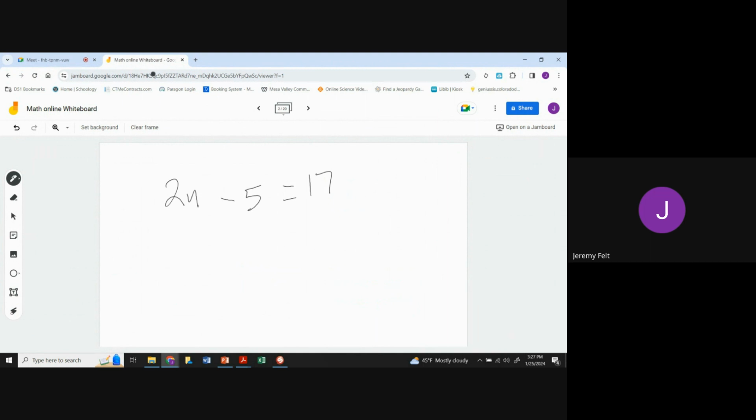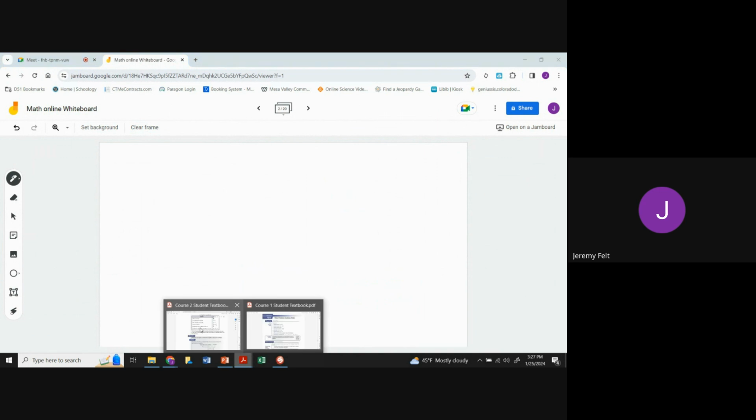And then what is the number? So we're just solving for our variable. We've been doing this all year. Inverse operations, minus 5, so I add 5. And then I divide by 2 because I'm multiplying. That number is 11. And again, we could plug it back in here, make sure it works out. The left and the right side are equal.